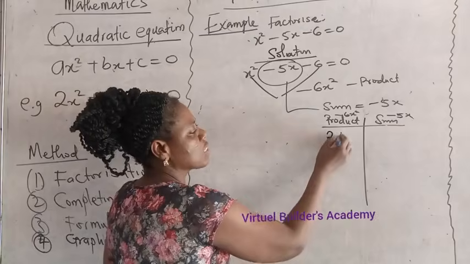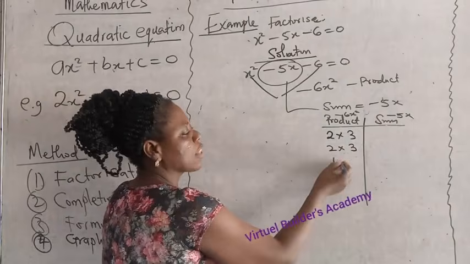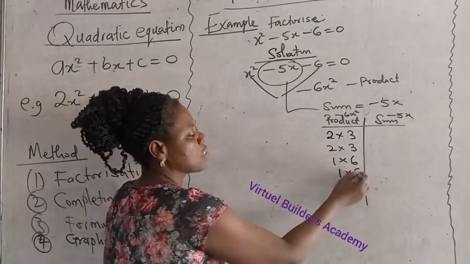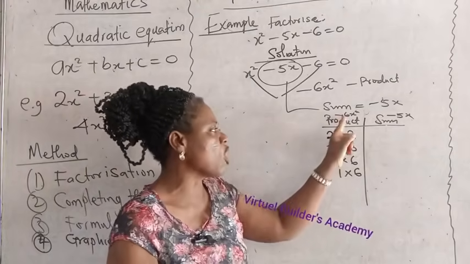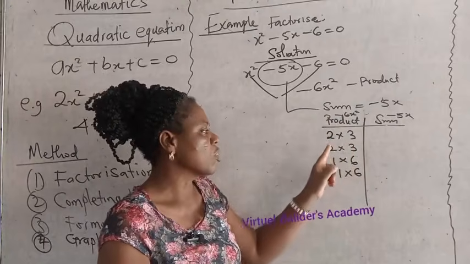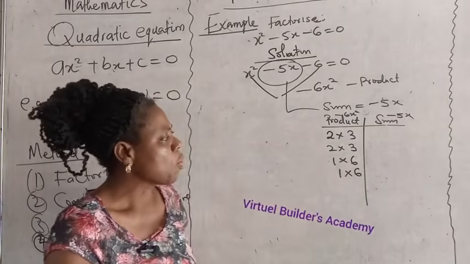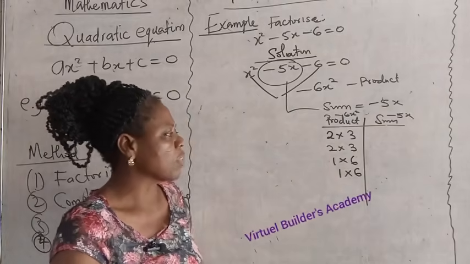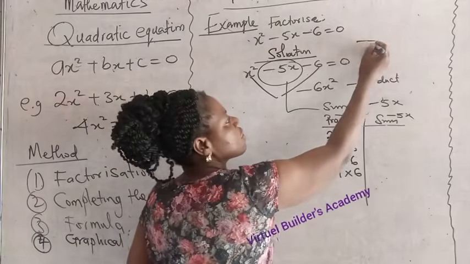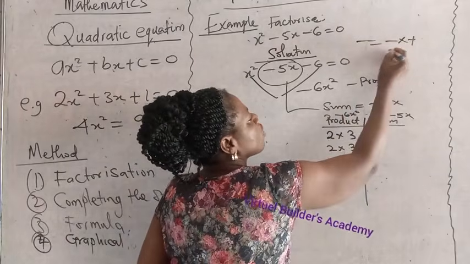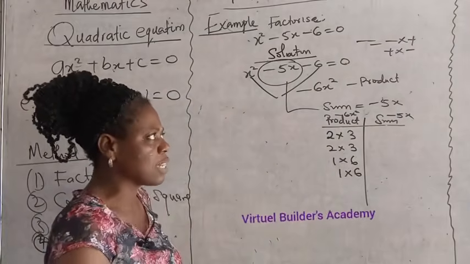What are the factors of 6? 2 times 3, and 1 times 6. Why am I repeating the numbers twice? The reason is that a minus sign comes from minus times plus or plus times minus, so the two numbers can take charge of that.